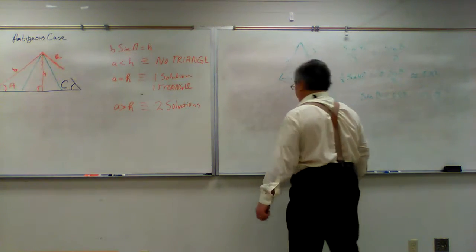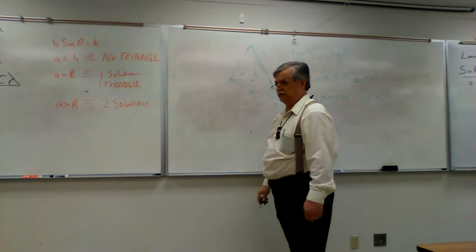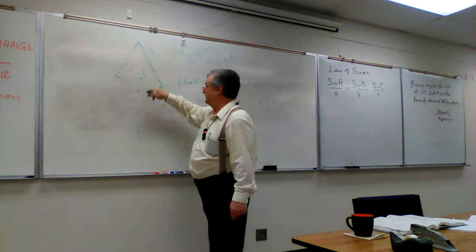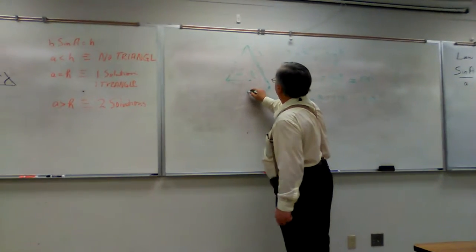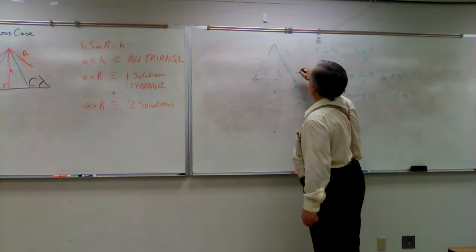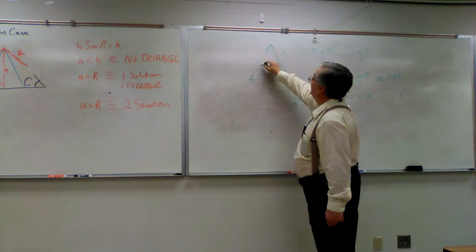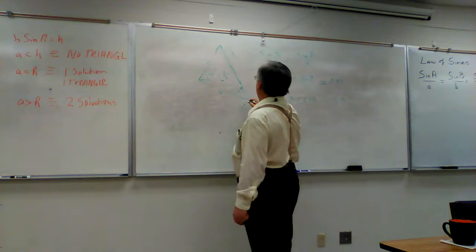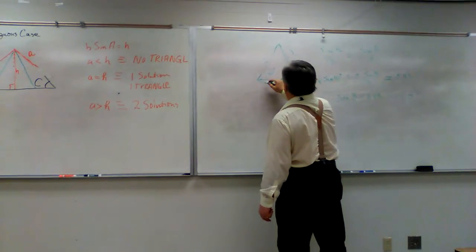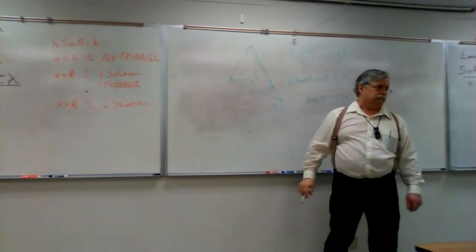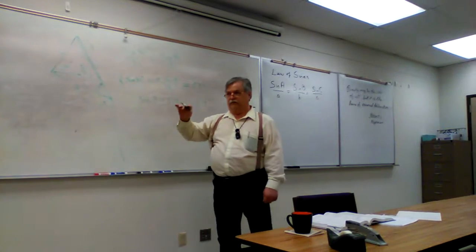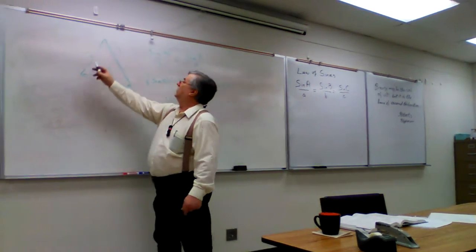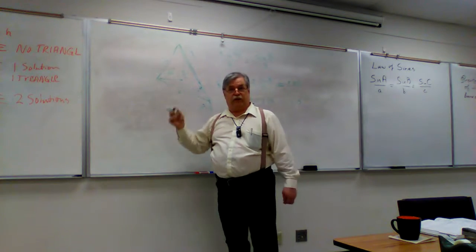I've lost track of which side is A, which side is B, and which side is C. The point is, this side is the shortest of the three, so there's one and only one solution that's going to give you a triangle. You figure out for yourself which side is A, B, and C. But when this side is the shortest one, there's only going to be one solution.